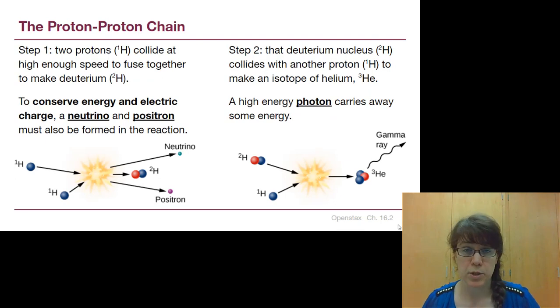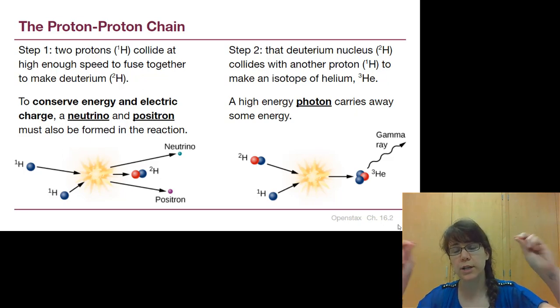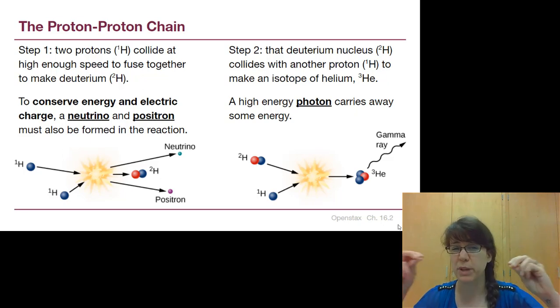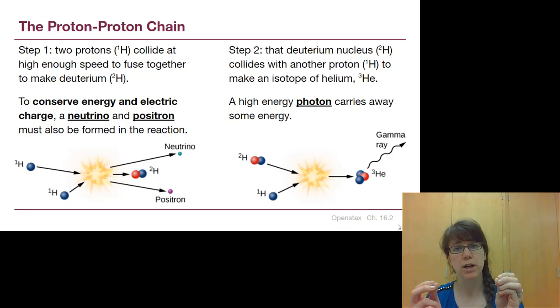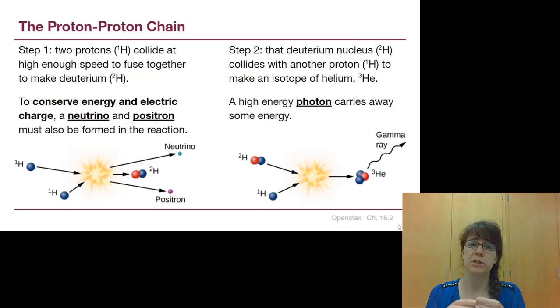There's 3 steps to the proton-proton chain. The first step is that 2 hydrogen nuclei, which are basically just a single proton, hit each other and fuse together. If we take 2 protons, then what we think should happen is that they should just stick together and we have something that is now 2 protons.